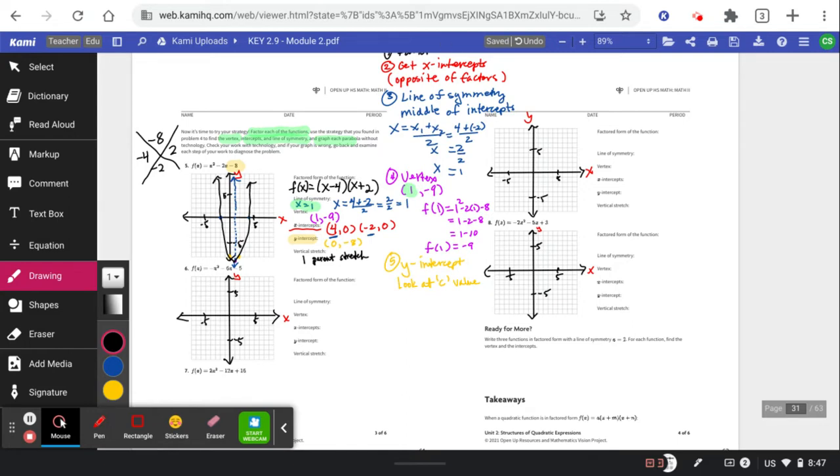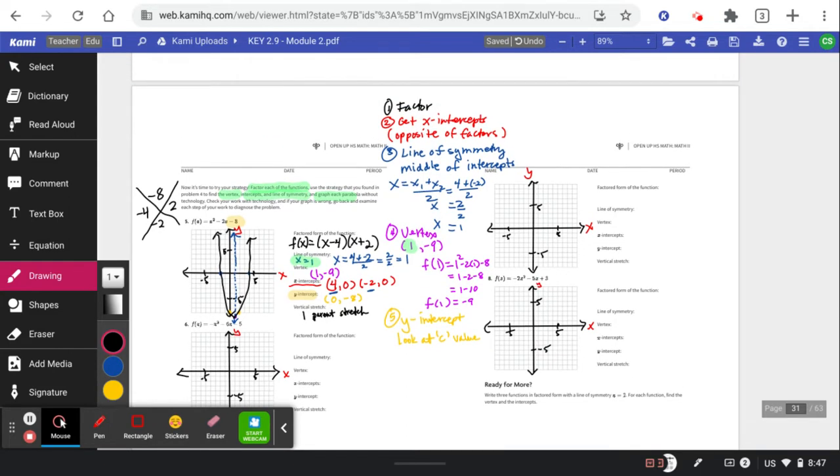Okay, so let's look at our steps again here real quick. Number 1, we had to factor. Number 2, we had to get the x-intercepts by using the opposite of the factors. Number 3, we got the line of symmetry by finding the middle of those intercepts. Number 4, we knew that x equaled 1 of the vertex, so we used that to plug in to get y. Here's my input of 1 to get my output of -9. And then to do the y-intercept, I just used the c value of the function.